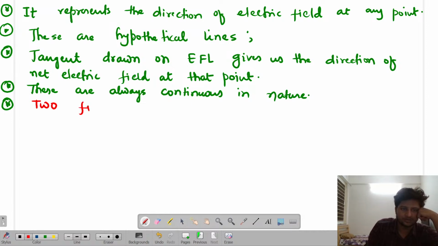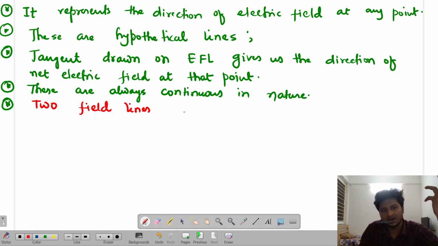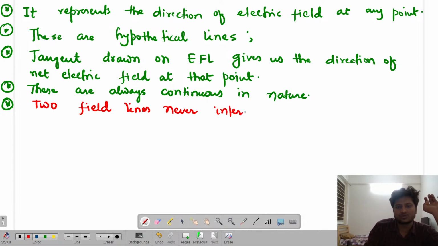Are you able to get me or not? No, they can be parallel, but they will never intersect. Okay, they can be parallel. They can have any gap whatsoever, but they will never ever intersect. Why? Because two tangents at any point is not possible. Is that clear or not?